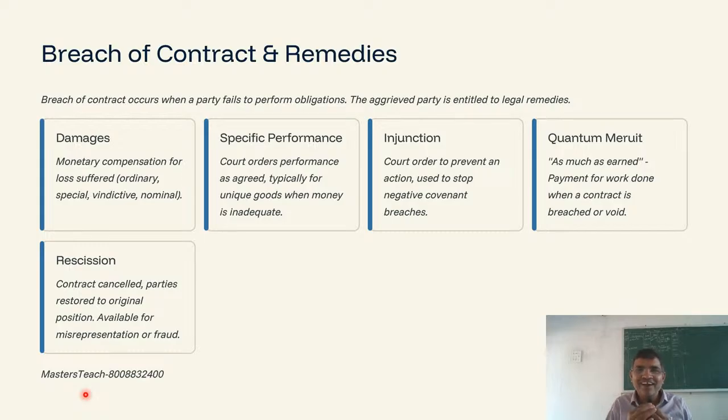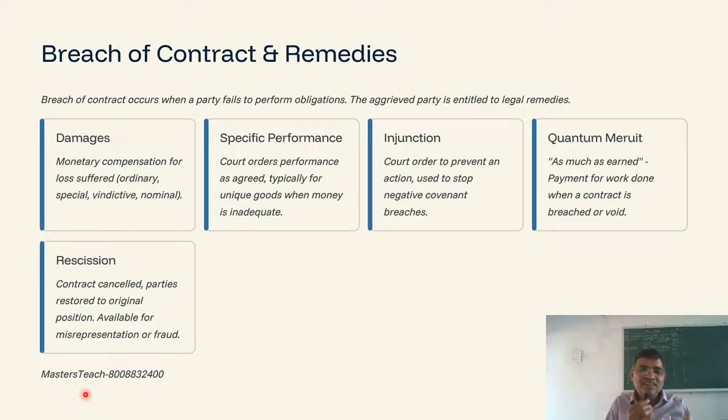Breach of contract and remedies. Breach of contract occurs when a party fails to perform an obligation, so the aggrieved party is entitled to legal remedies. One is damages: monetary compensation for losses suffered, ordinary, special, or vindictive. Then specific performance, a court order, typically for unique goods when money is inadequate. Injunction, where the court issues an order to prevent an action, used to stop negative covenant breaches. Then quantum meruit, meaning payment as much as earned for work done when the contract is breached or void.